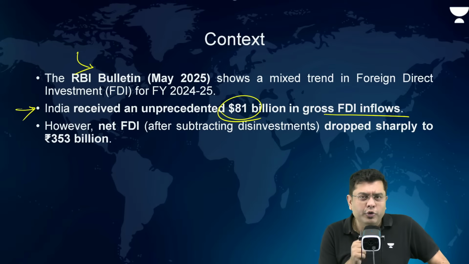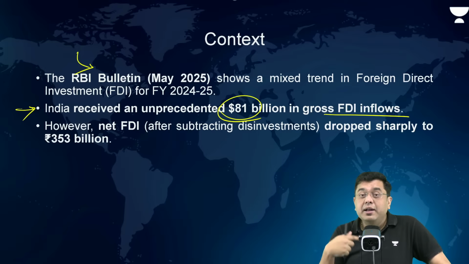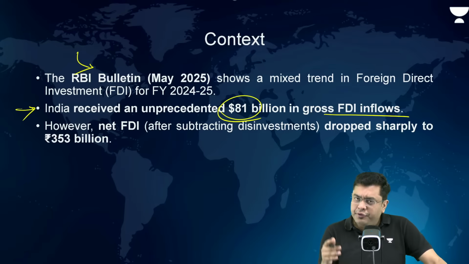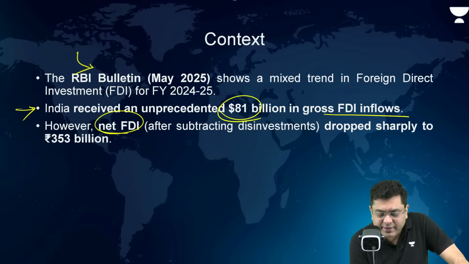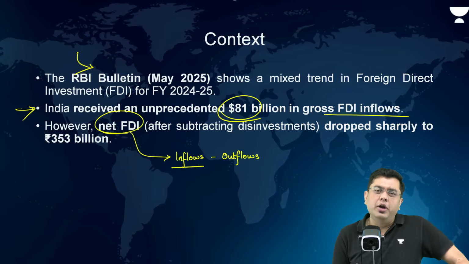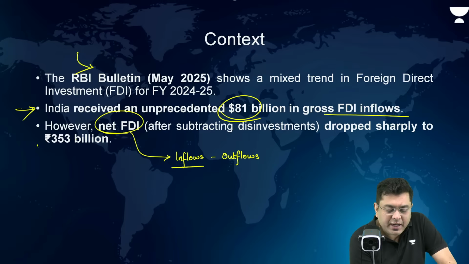These are inflows. At the same time, there have been outflows as well. If you subtract outflows from the money which has come in, that is what gives you the net FDI, right? That is inflows minus outflows. So when you talk about the inflows, there have been $81 billion. But if you subtract the outflows, the net FDI is close to around $353 million. Million.